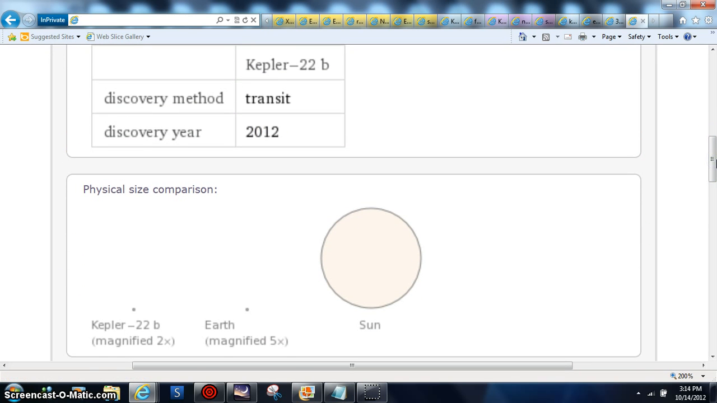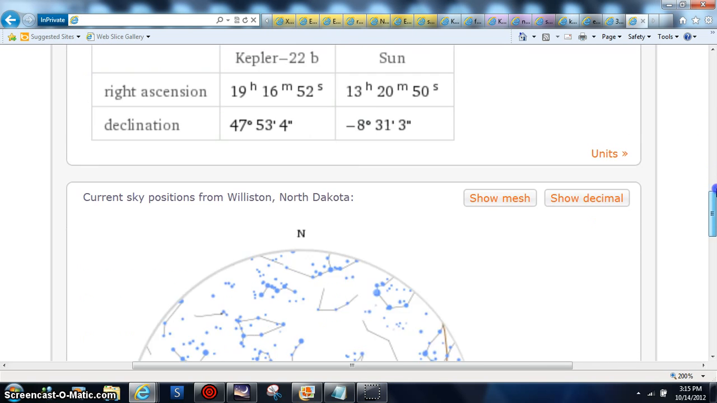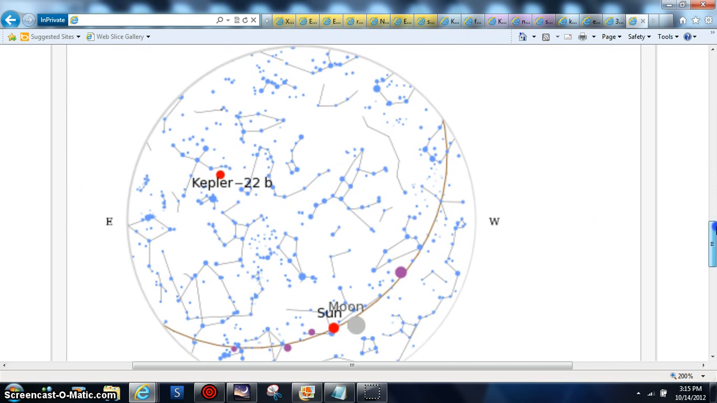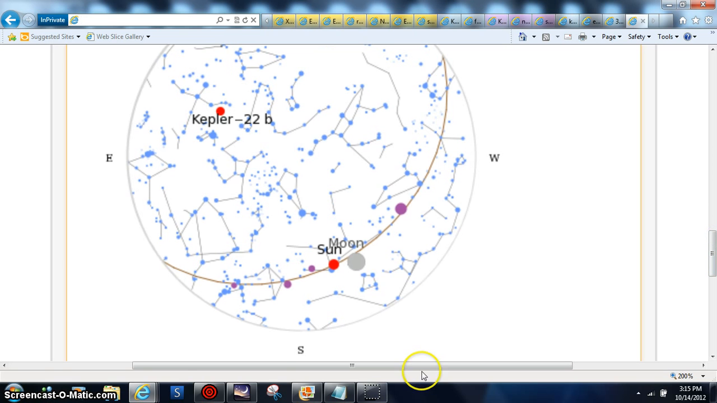Remember, Kepler's bigger than Earth, okay? Kepler 22b. And basically, it circles the star Kepler, all right? And let's go look at, take you through a little data here. And there's where it sits in the sky right now. And basically, it'll rotate around the sun. Let me go ahead and show you how close.